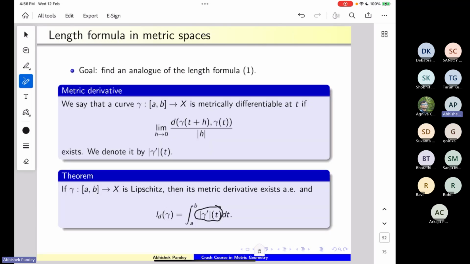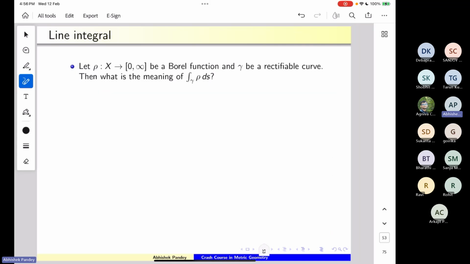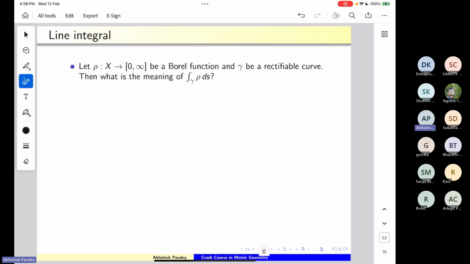Okay, so this is regarding the length formula in metric spaces. Now we'll see what it means. So let rho be a Borel function and gamma a rectifiable curve. So we want to make sense of this quantity. What does it mean? How to define it?